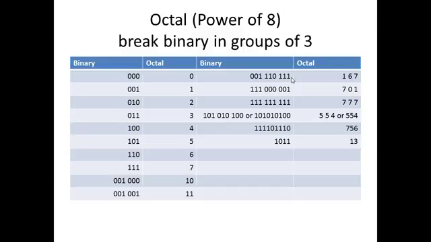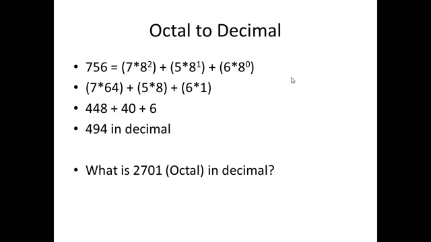Now decimal is a little bit tougher. If you want to go octal to decimal, like 756, the 7 is actually in 8 to the second power's position, so it's 7 times 8 to the second, 5 times 8 to the first, 6 times 8 to the 0. 8 squared is actually 64, so 7 times 64. 8 to the 1 is 8, so 5 times 8. And 8 to the 0 is 1, so 6 times 1. So we end up with 448 plus 40 plus 6. So 756 in octal ends up being 494 in decimal. I know some of you are like, huh? Okay. So how would we do 2701 octal? What would we do with the 2?